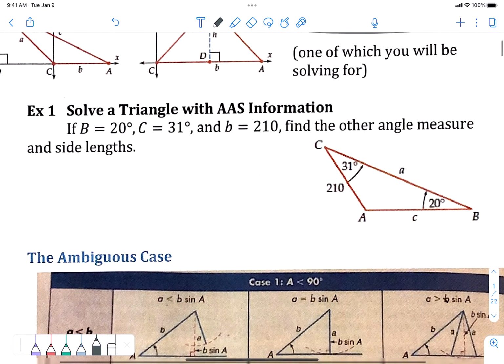Example 1. Find the other angle measures and side lengths. I just start by writing out capital A, capital B, capital C, lowercase a, lowercase b, lowercase c. And we're going to write out stuff.